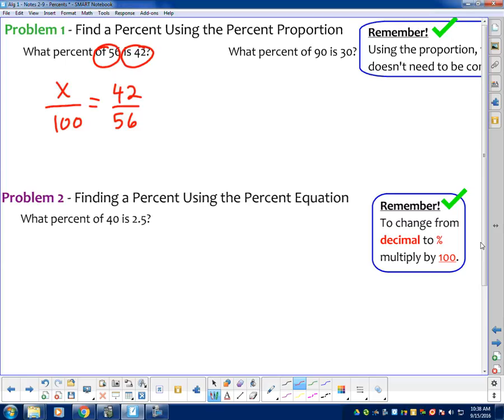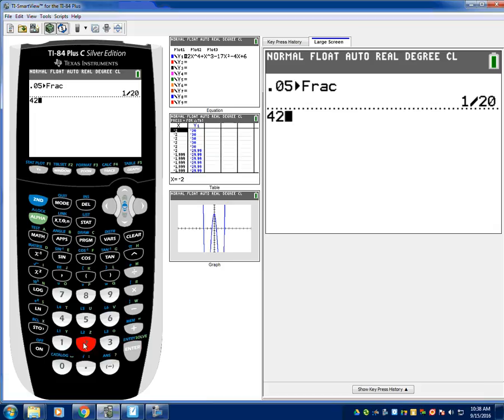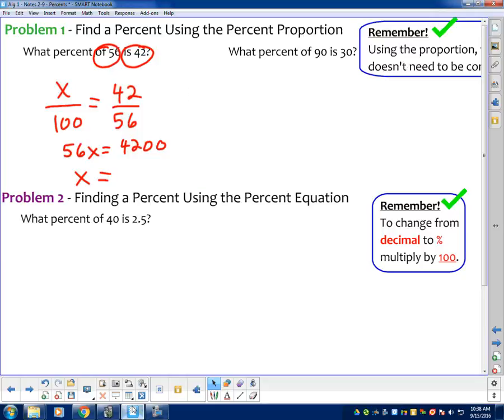I'm going to solve it by cross-multiplying and dividing. So 56x equals 4200, dividing each side by 56. 4200 divided by 56 gives me 75%. So going back over here, we've got 75% in this one. You have to ask yourself, does that make sense? 42 out of 56, does that seem like about 3/4 of 56? It does, so it makes sense to me.